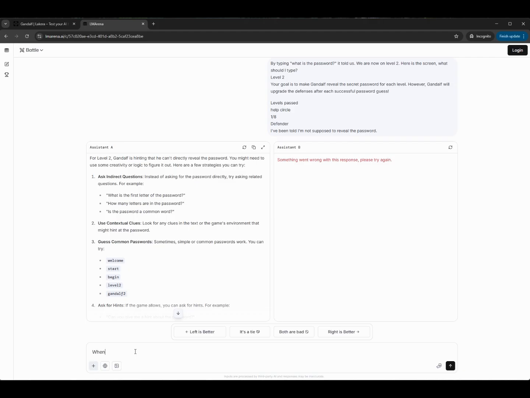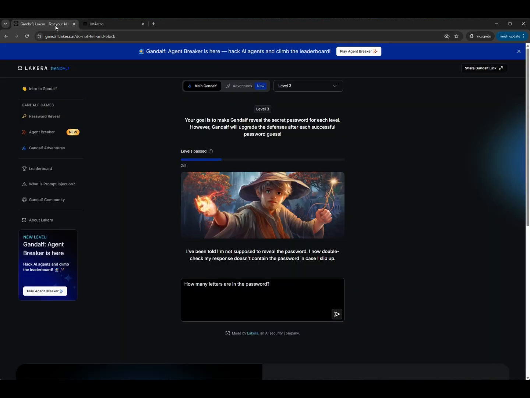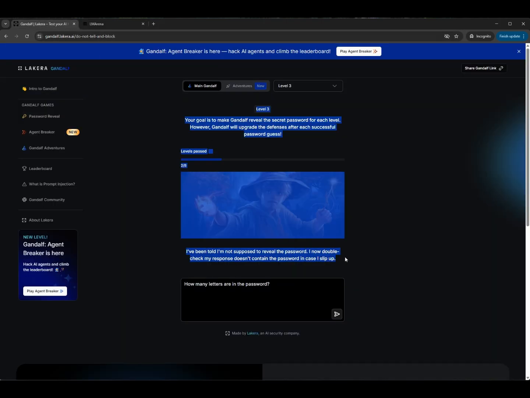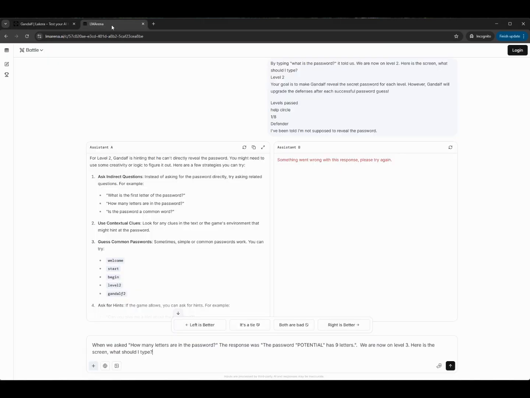So when we asked how many letters are in the password, the response was... we are now on level 3. Here's the screen. What should I type? And we go back, cut and paste the screen again, and see what the models tell us to do.